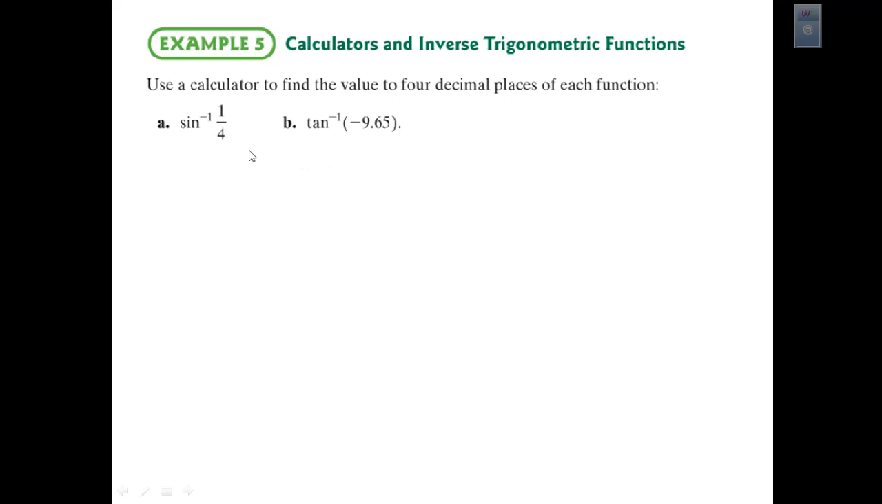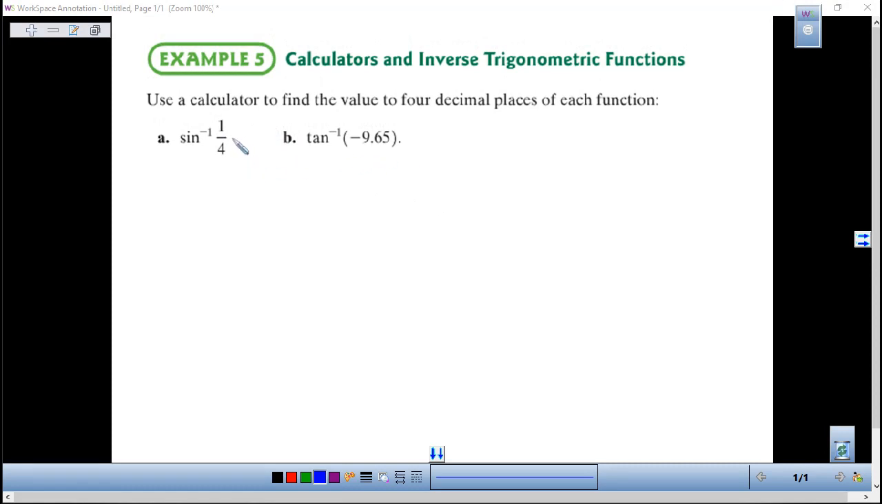All right, so if you were to use a calculator, make sure that your calculator is in radians. If it's not, then you need to change it. And guys, don't automatically think that just because there's not a pi in there that it's in degrees. If there's not a degree symbol up there, it's in radians, regardless of whether there's a pi involved. So if I do the inverse sine of 1/4, you're going to get 0.2527, if I round that to 4 decimal places.